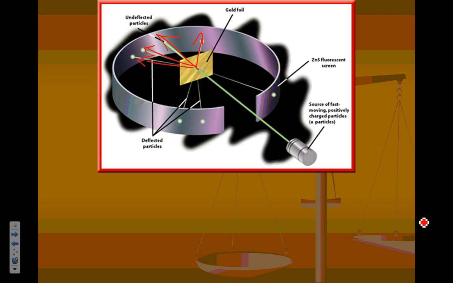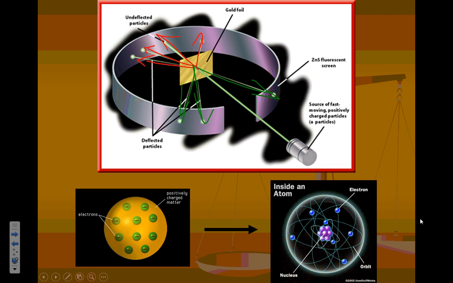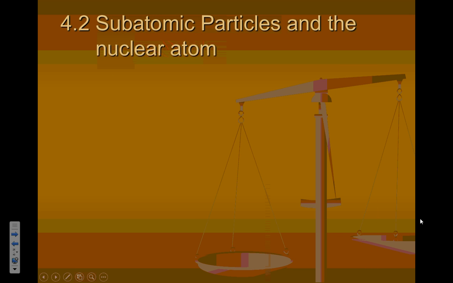And sure enough, that's exactly what happened. What totally surprised him and his fellow scientists was that some of the particles were knocked backwards. And to him, that was totally incomprehensible. It's like a bus bumping into a person and the bus bouncing off. That really can't happen unless the person is incredibly massive. So most of the mass of an atom had to be located in this nucleus, and that's why some of the particles bounce straight back. So we went from the plum pudding model of Thomson to this more recognizable view of the atom.